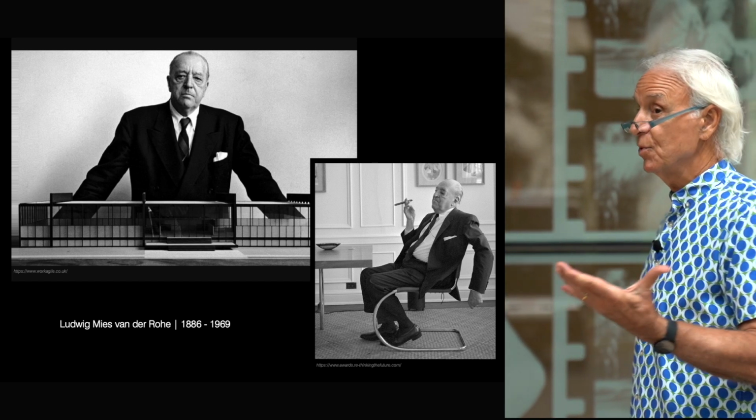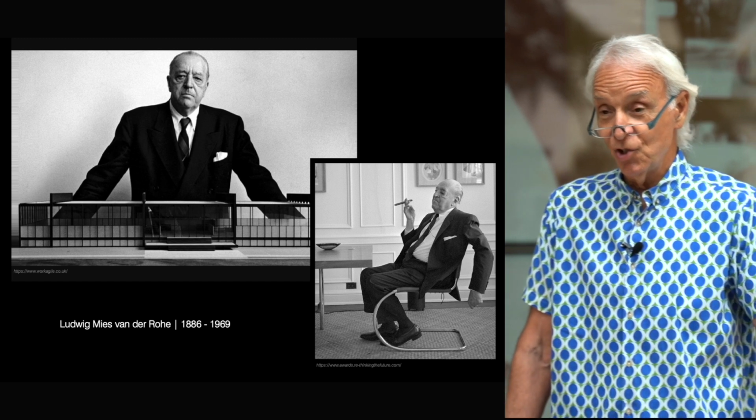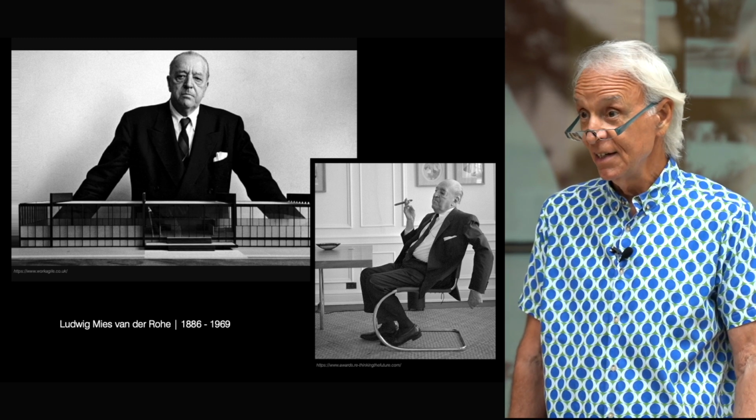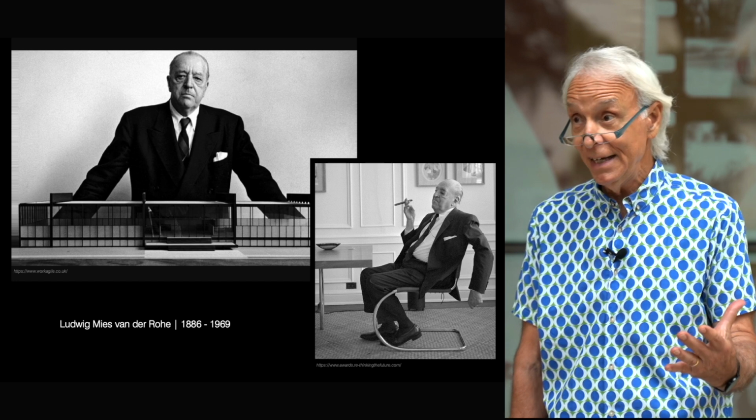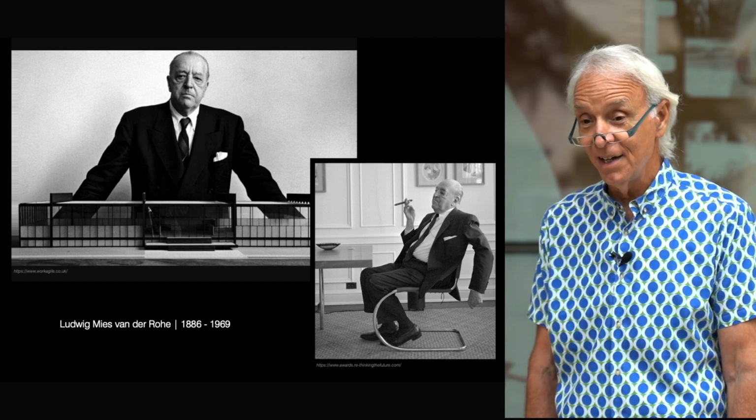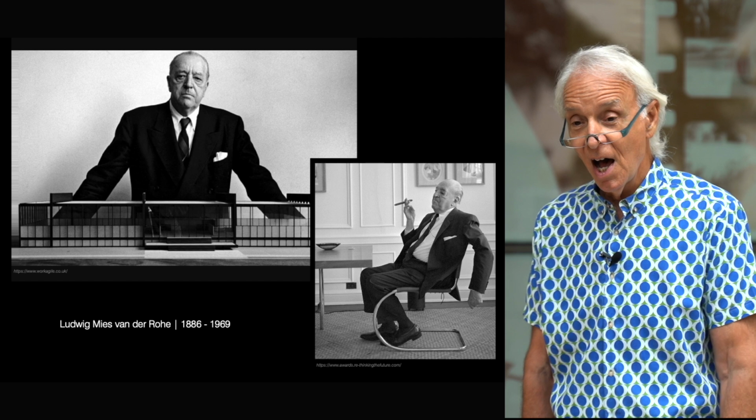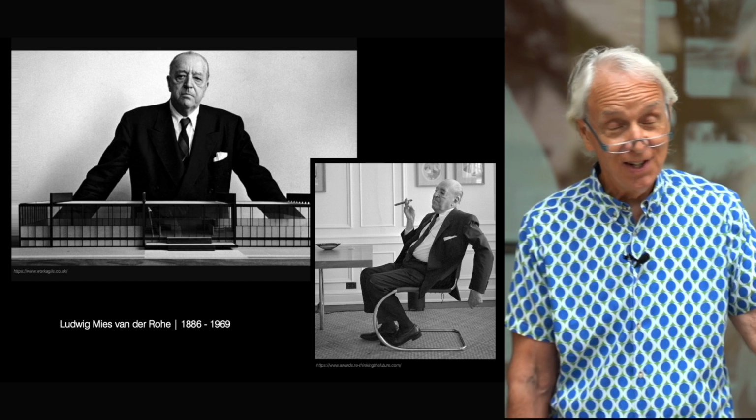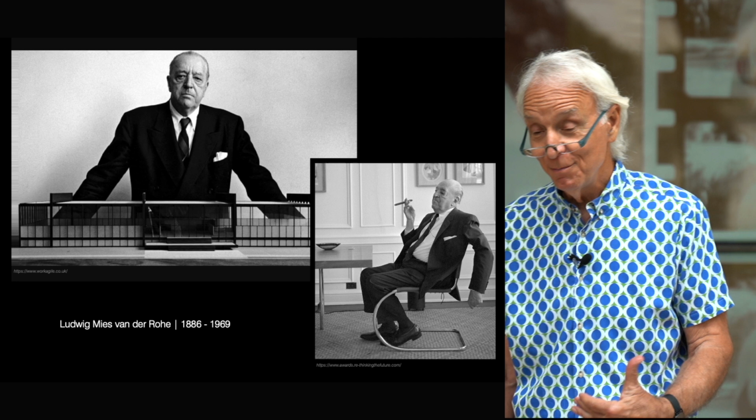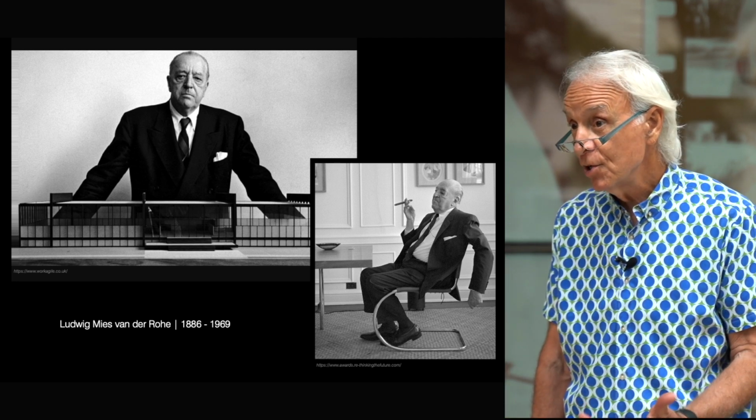So Mies was very different in appearance to Hugo Häring. Mies was tall, he was elegant, he was a handsome guy in his youth. He was kind of a ladies' man and kind of the opposite of Hugo Häring's appearance. He also was a very kind of quiet guy, whereas Häring was so outgoing. Mies was much more reticent. He was a man of few words.